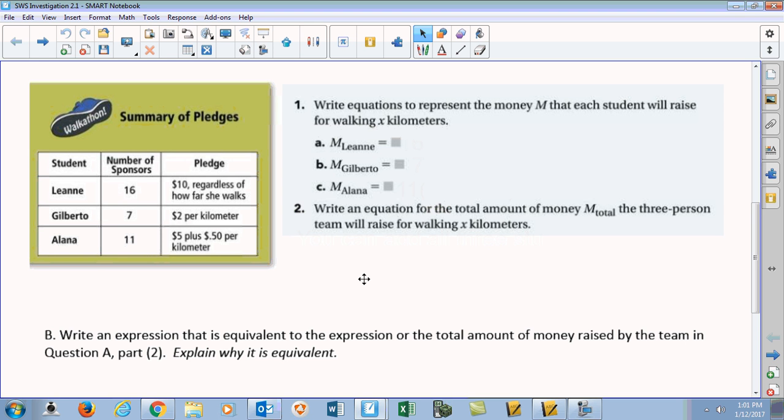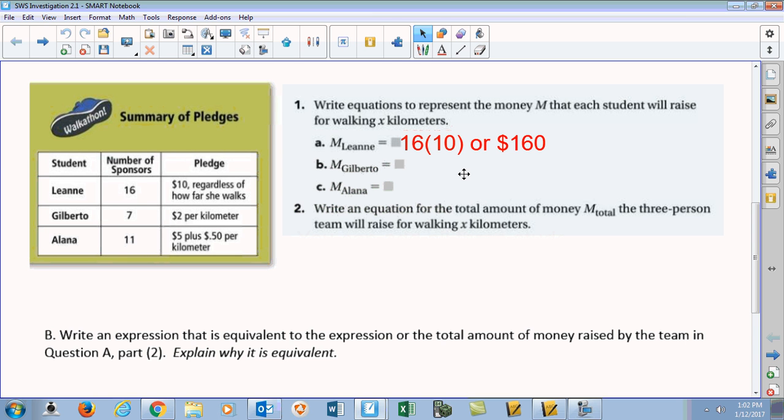All right, now that you've had a chance to go through that, let's talk about Leanne first. Well, if Leanne has 16 sponsors and each one gives her $10, you could have come up with 16 times 10 as her equation, or $160. Because again, it doesn't matter how far she walks. She's only getting $10 from each person. They didn't pledge her per kilometer or anything like that, so she basically gets a straight flat pledge, which means if you were to graph her walk, it's going to be a horizontal line. It's never going to increase.